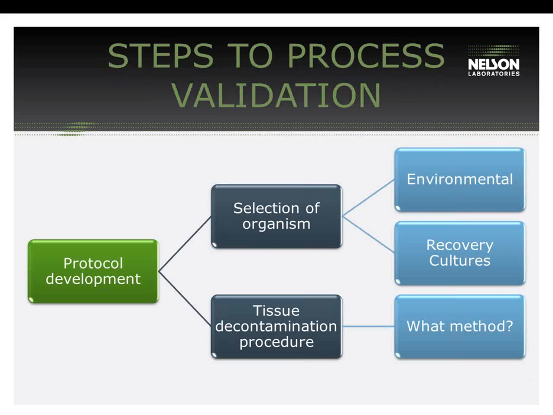Before we can execute a validation, it is important to have a protocol in place. This protocol is usually written by the laboratory, but the step-by-step process for the tissue processing has to be provided by the facility, and the method they wish to evaluate the process also needs to be decided, whether it be through bioburden or sterility testing. The selection of organisms to be tested also needs to be established by the facility, and this information may come from their environmental screening or recovery methods.